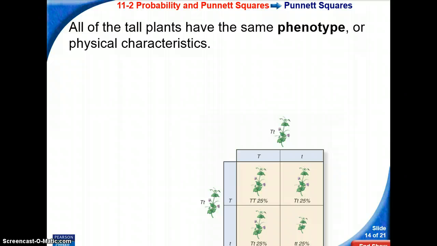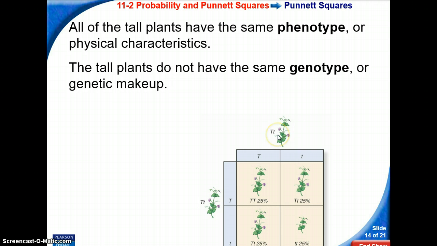All of the plants in this example have the same phenotype or the same physical characteristic. We have 2 tall plants. They both look tall. And the tall plants do not, however, in this cross have the same genotype or genetic makeup. So even though we have tall, tall, tall, we have the genotype here with a double T, and then a genotype with a tall t, short t, tall t, short t. So these are 3 tall plants, but their genotypes or their genetic makeups are not the same.